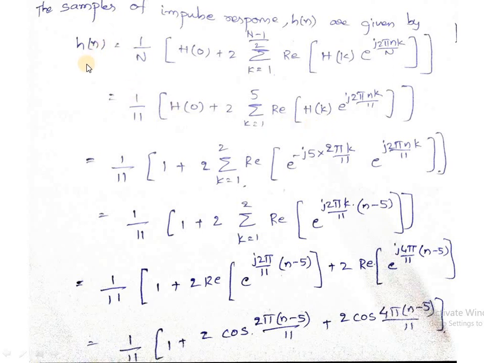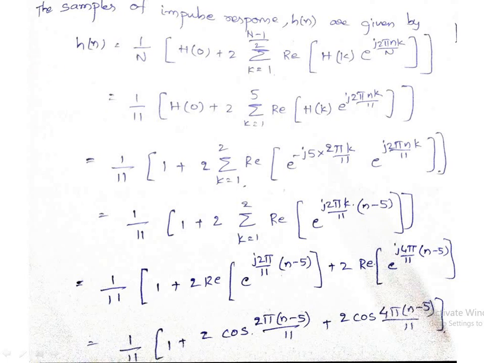Therefore, since here n is odd, I substitute the values of n along with the values of h of 0 to h of 5, and I see the corresponding expressions with respect to the real parts of the exponentials as 1 by 11 into 1 plus 2 cos of 2 pi n minus 5 by 11 plus 2 cos of 4 pi n minus 5 by 11, and the rest of the values come out to be 0 in this case.